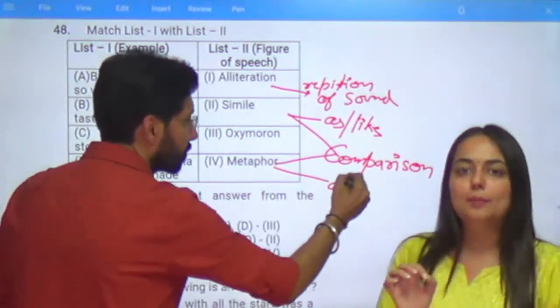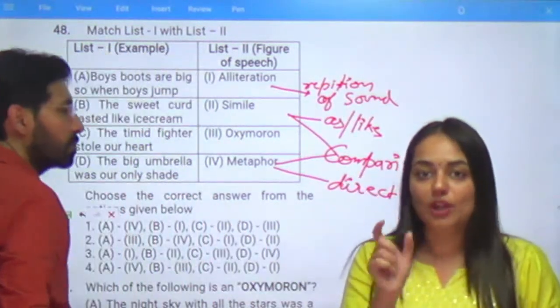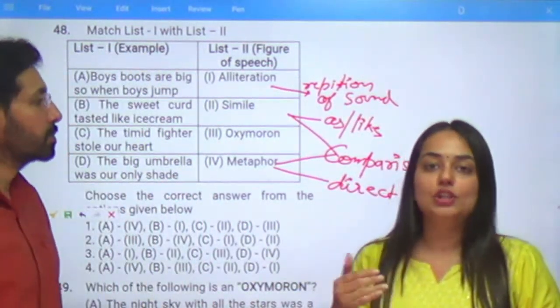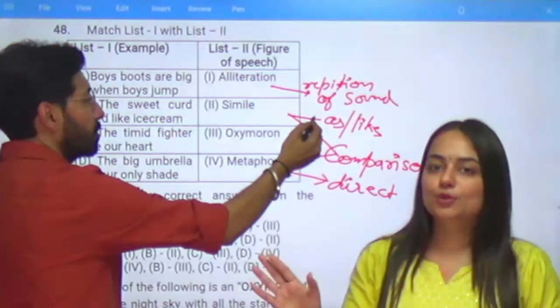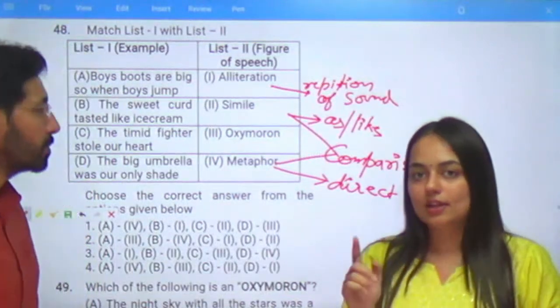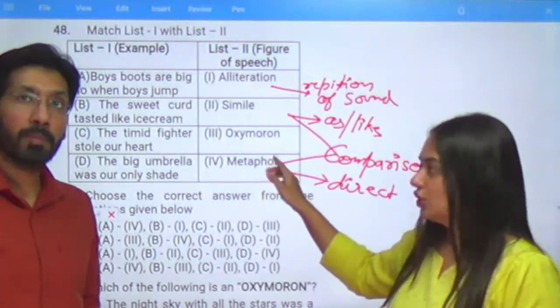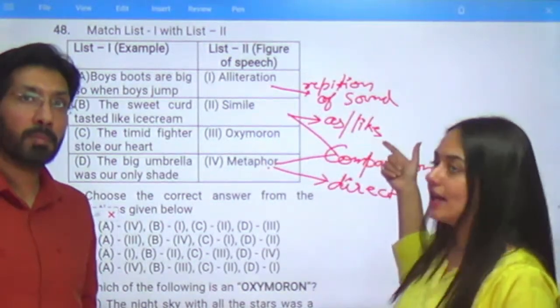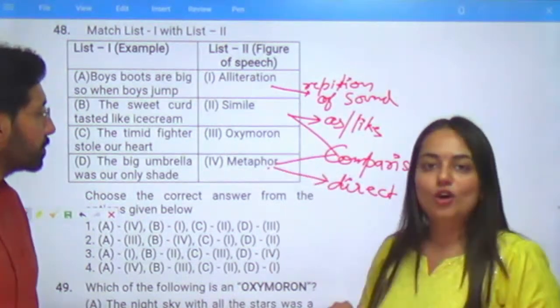To give you an example, agar main kahun she is like a rose, ab yahan maine like bola hai, wo rose ke jaisi hai. If I say she's a rose, so here there is an implicit comparison without using as or like. To jahan implicit ya hidden comparison hoga, wo hoga metaphor. Jahan pe explicit comparison hoga as or like ke saath, that will be your simile. Next is oxymoron.